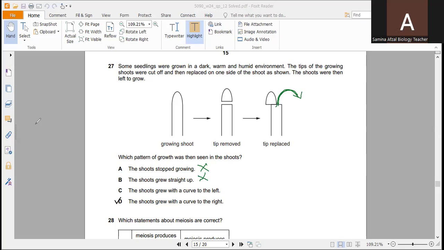The lid is present on the left side, so it will not move on the left side. It will go on the right side in this way, as you can see. So D is the correct option.